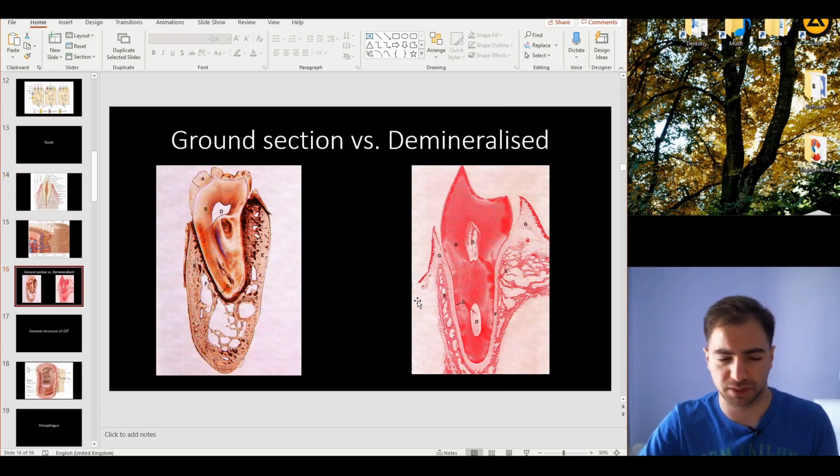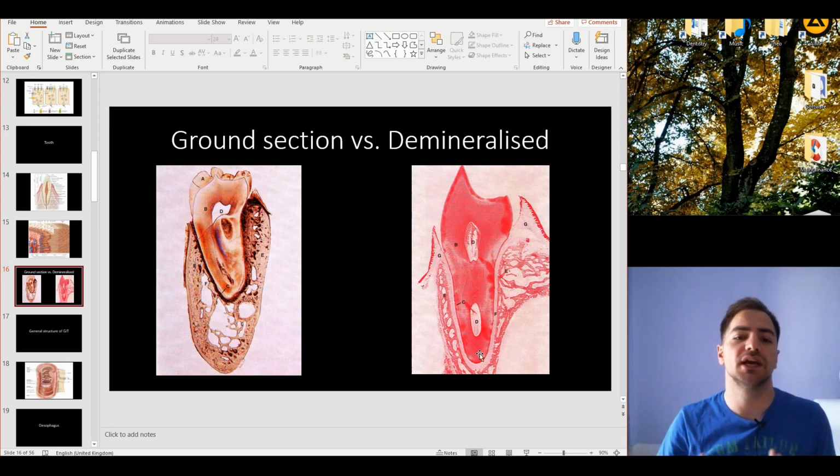So this structure is going to be more typically seen. This is the demineralized structure of the tooth, and this is the ground section. The ground section, of course, contains all the calcium hydroxyapatite, and this is the demineralized structure where we can actually see one very, very important component.